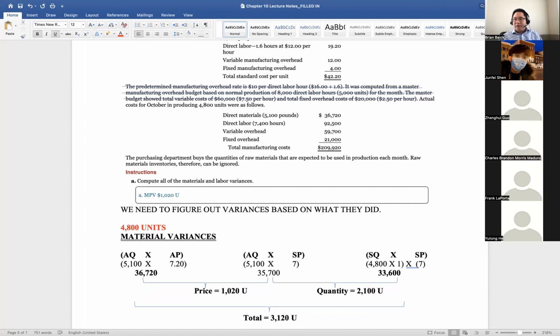Okay. So I'll let you figure out the labor variances yourself. Set it up exactly like you did here, and then we'll go over the answers together. So I'll give you a few minutes to get started.